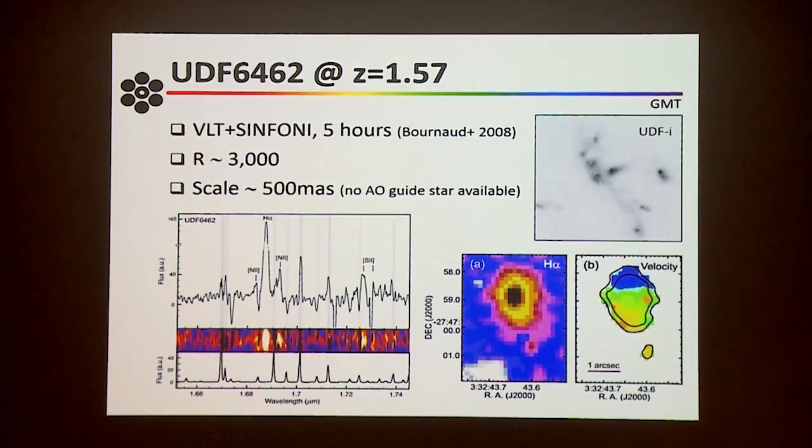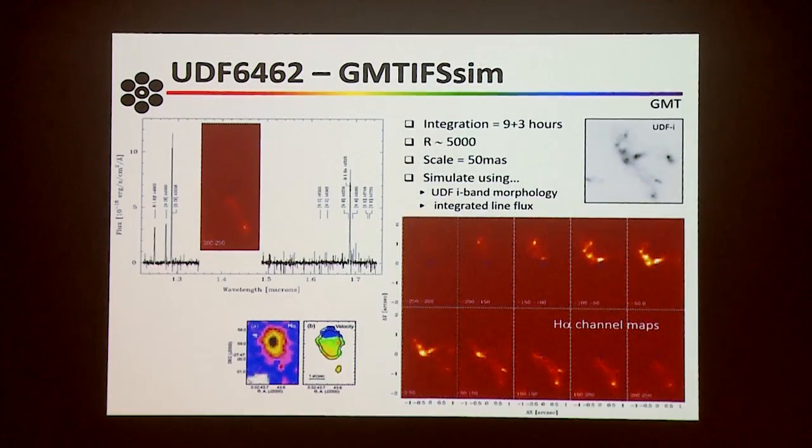So here's an example. Here's an object from the Ultra Deep Field at a redshift of 1.5, just an interesting cluster-type galaxy here. These are some VLT SINFONI observations that were taken. I'm not really interested in the observations here per se, but just to show that we can actually simulate what this would look like taken with GMTIFS. We actually put in the observations from the Ultra Deep Field, and then we try and observe that using a real setup with a 9-hour integration on source, 3 hours off, R of 5000, 50 milliarcsecond pixel scale, and you can see what we get. There's a movie showing what we look like as we step through the channel maps.